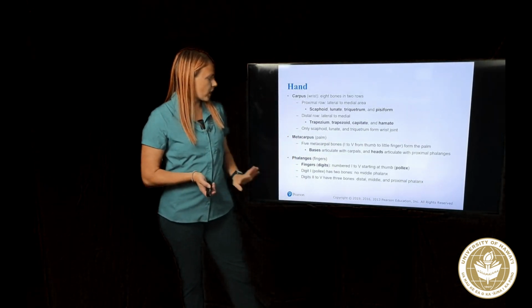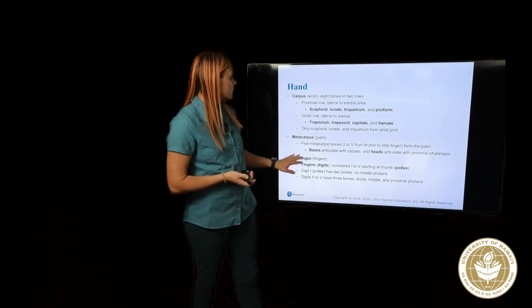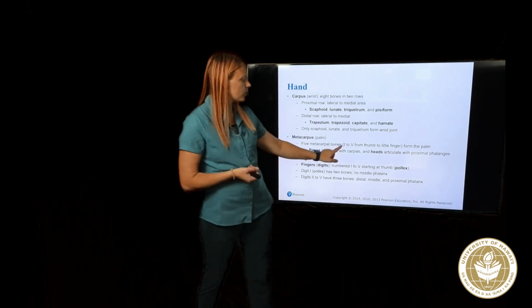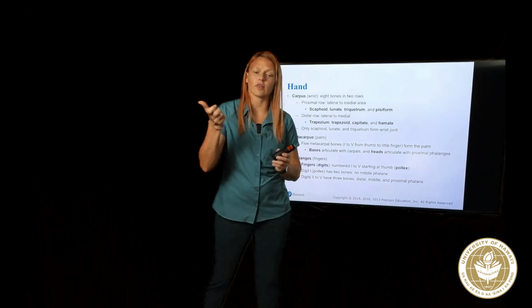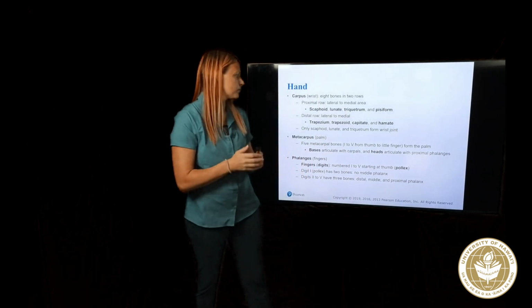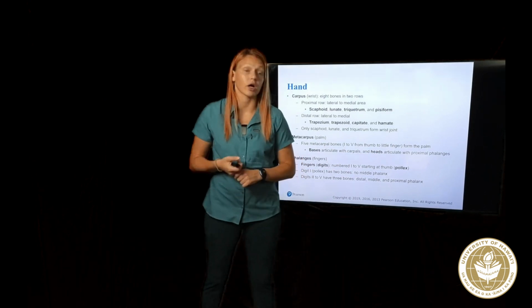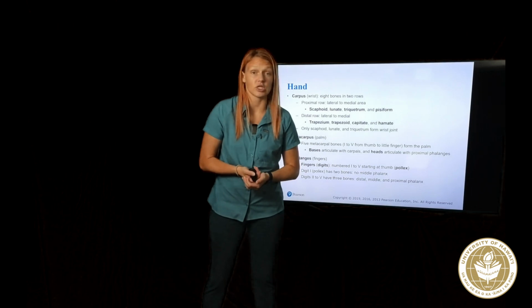Then we have our metacarpus, in other words, our palm region. We have 5 metacarpal bones, numbered in Roman numerals 1 to 5, starting at the thumb to your little finger, and that forms the palm. The bases articulate with the carpals, and the heads articulate with the proximal phalanges.